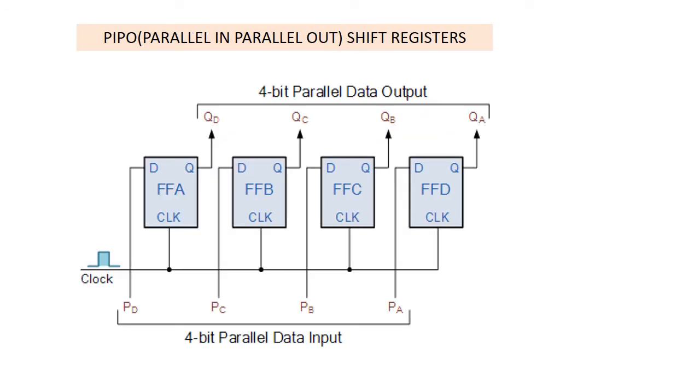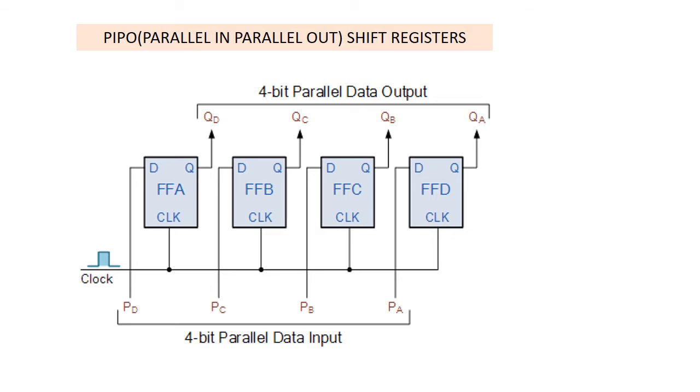Parallel in, parallel out shift register. In a parallel in, parallel out shift register, the data is entered into the register in parallel form and also the data is taken out of the register in parallel form. Immediately following the simultaneous entry of all data bits, the bits appear on the parallel outputs.